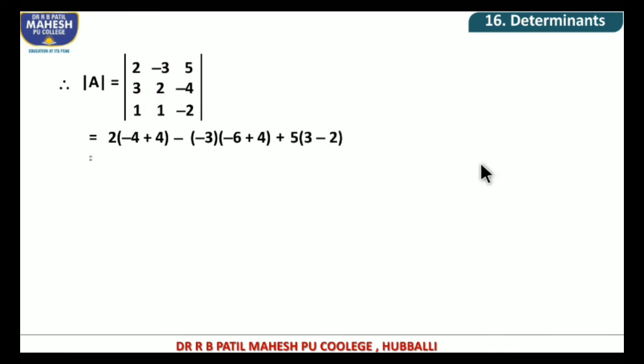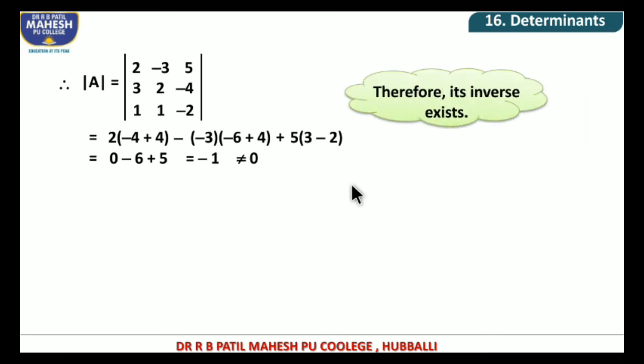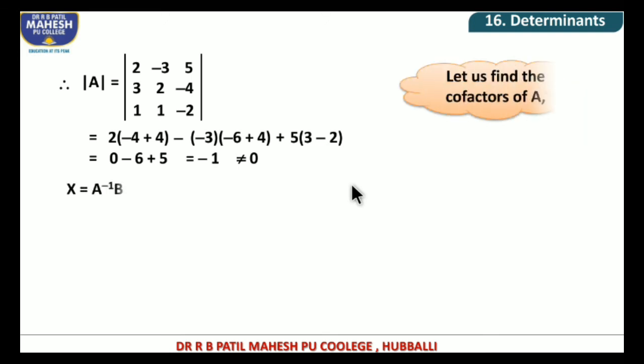And by simplifying, we have minus 4 plus 4 is 0, and 0 into 2 is again 0 only. Minus of minus 3 becomes plus 3. Plus 3 into minus 2 is equal to minus 6 only. Minus 6 plus 5 is equal to minus 1, which is not equal to 0. Therefore, A is not singular, A inverse exists.